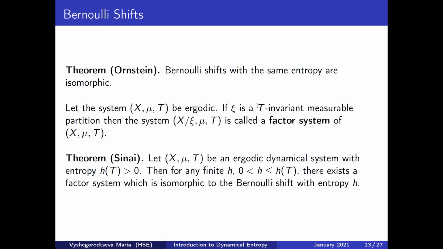So we add this property that Xi is T-invertible. So now we have a factor system, and a theorem by Sinai states that for an ergodic dynamical system with entropy greater than 0, for any h that is less than this entropy, there exists a factor system which is isomorphic to the Bernoulli shift with entropy h.